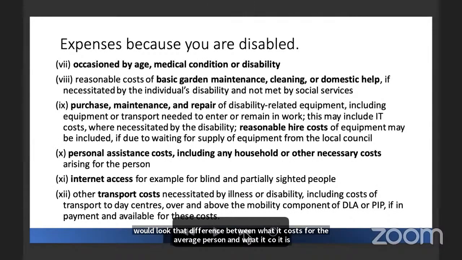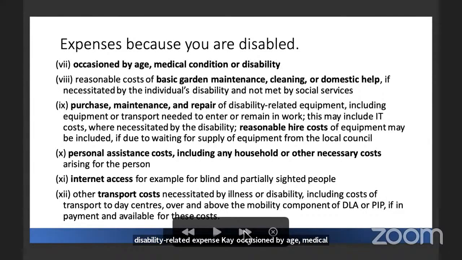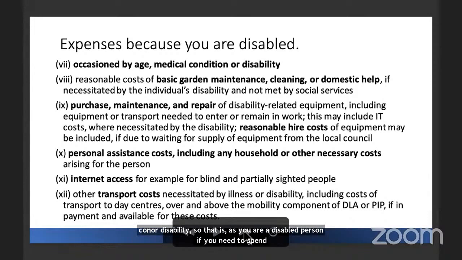The next slide here, I think, is particularly important. There's three things that I'd love to pick out. Firstly, is that you can have a disability-related expense occasioned by age, medical condition, or disability. So that is, as you're a disabled person, if you need to spend extra because of your age, medical condition, or disability, it can be counted as a disability-related expense.